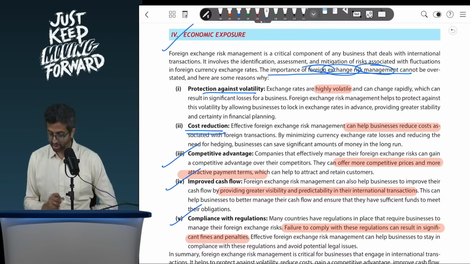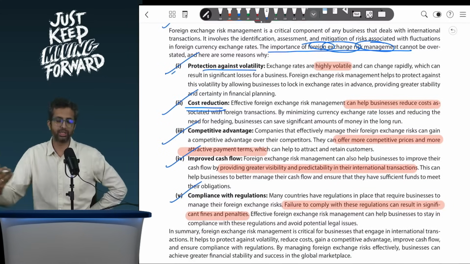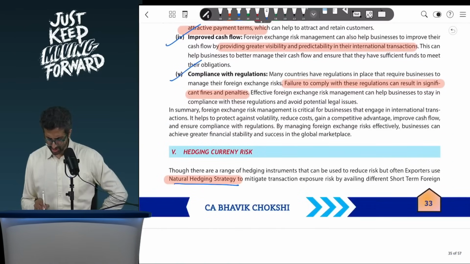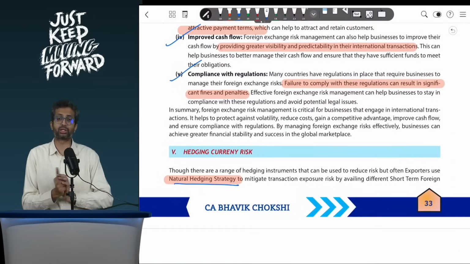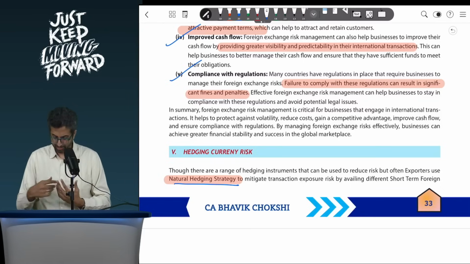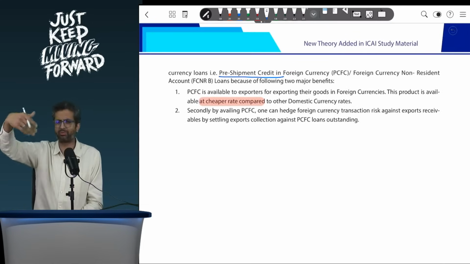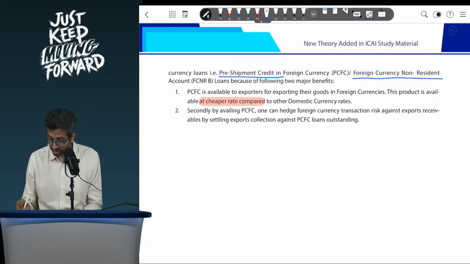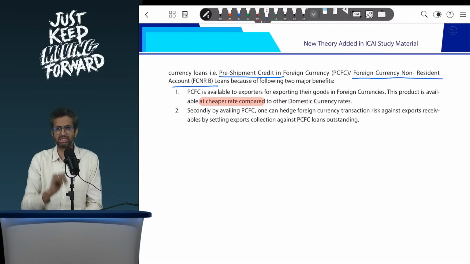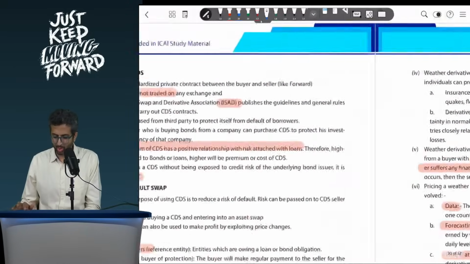Why is foreign exchange risk management so important? Because it helps in protecting against volatility, reduces the cost, and gives us a competitive advantage compared to people who are still battling that uncertainty. For hedging risks, various methods like forwards, futures, options and money markets can be used, but there are also certain traditional methods, like what was written over here, I forgot the name, pre-shipment credit. So you take a loan in the foreign currency, for example, or a loan in FCNR, foreign currency non-resident account. These might be used for protection in foreign currency as well. Not something which I would say is significantly important when it comes to foreign exchange.